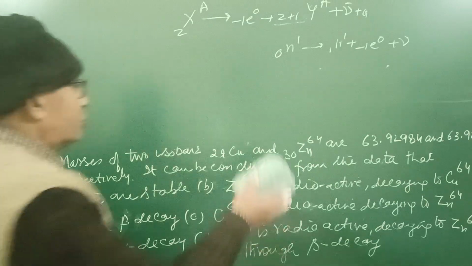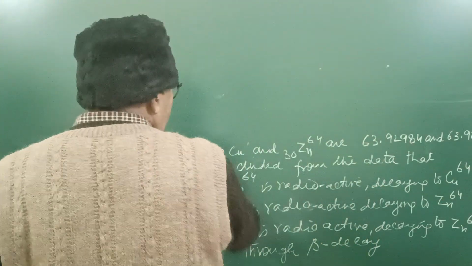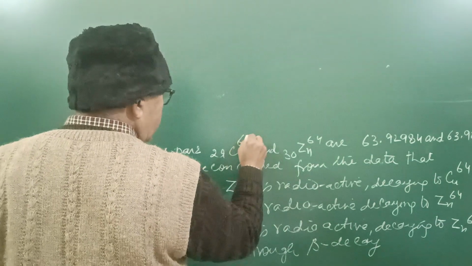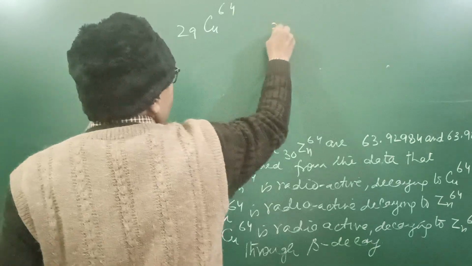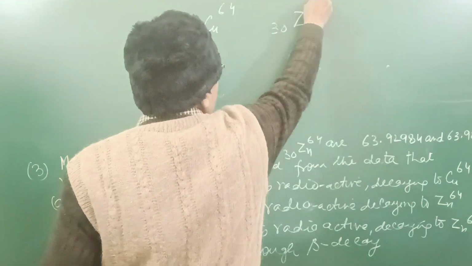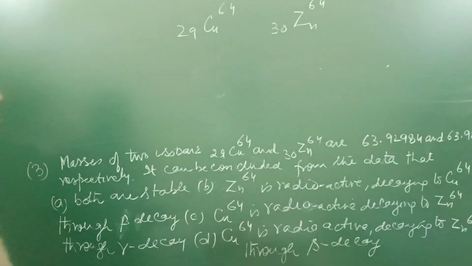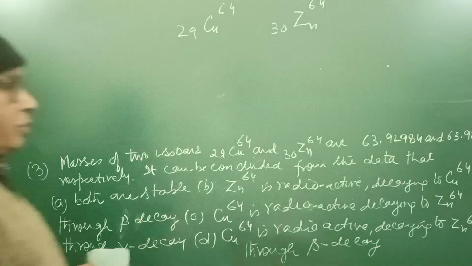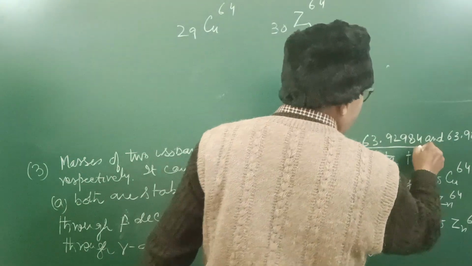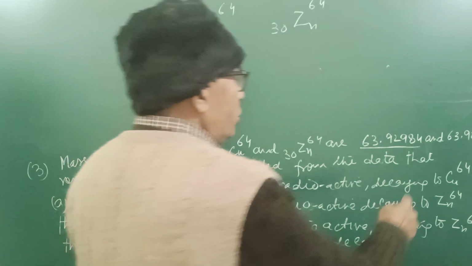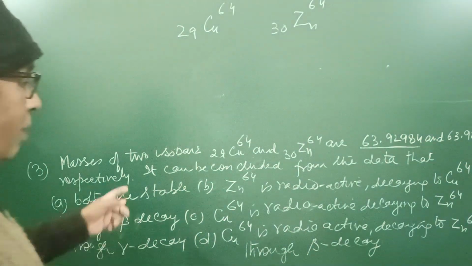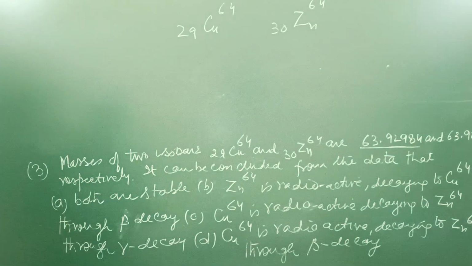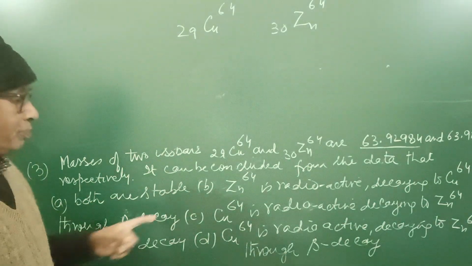Masses of two isotopes, 29Cu64 and 30Zn64 isobars, I told you, are the atoms of different elements having the same mass number. Their masses are 63.9298 u and 63.9292 u respectively. It can be concluded from the data that: A, both are stable.